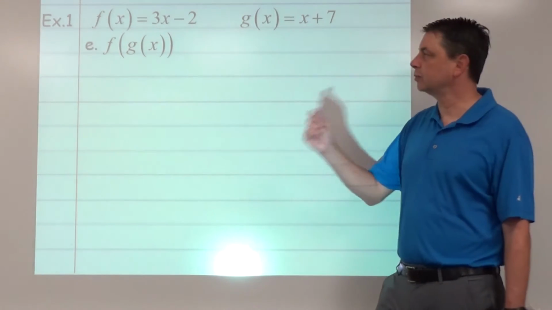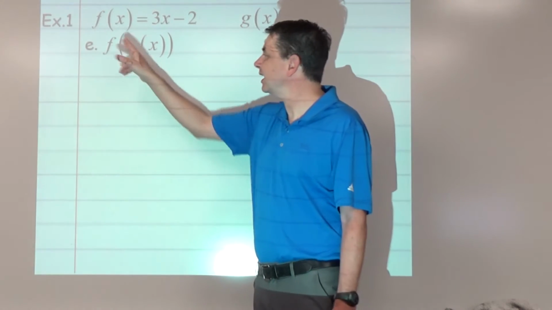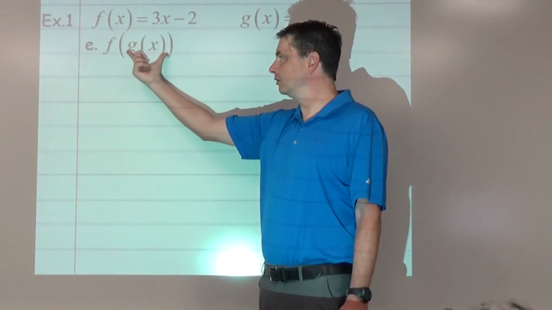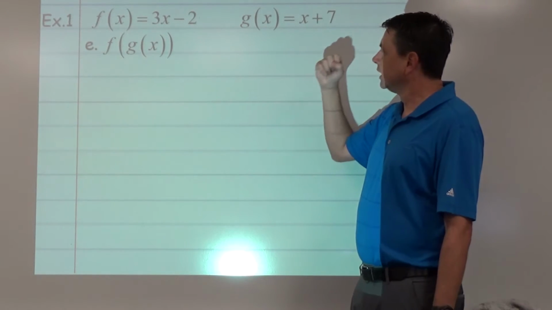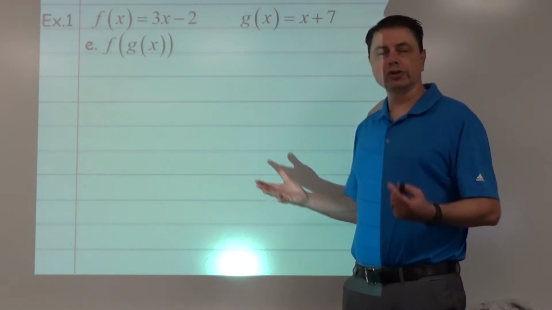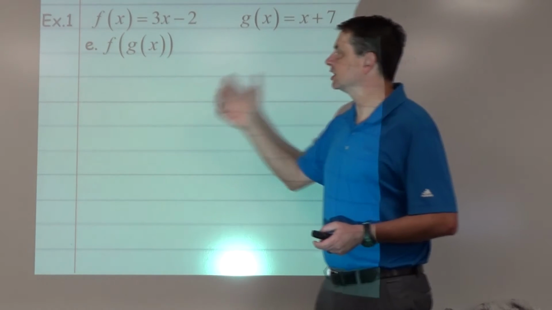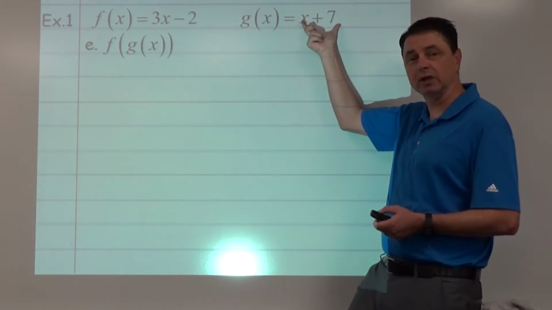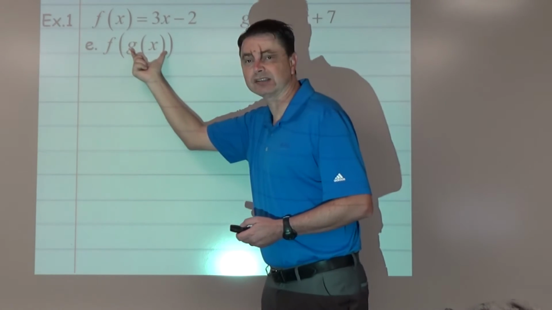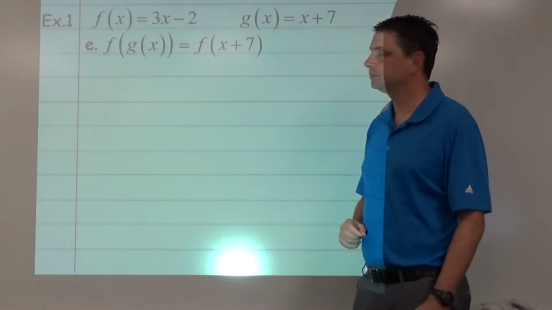All right, so here's part E. Here's the composition, f of g of x. So it's just larger scale substitution. First thing we're going to do is we're going to replace the inner function. G of x is x plus 7. So replace this with x plus 7.